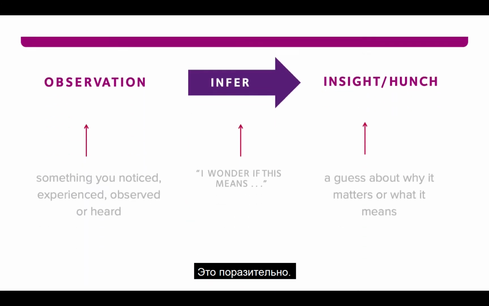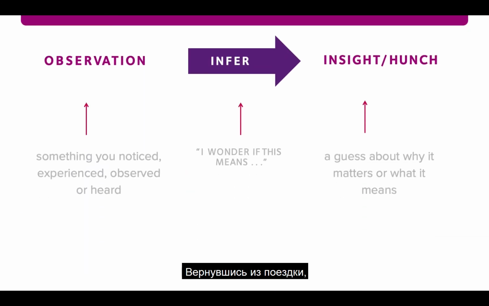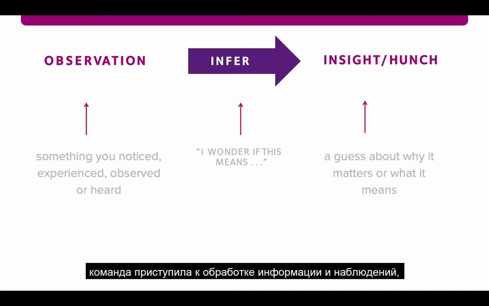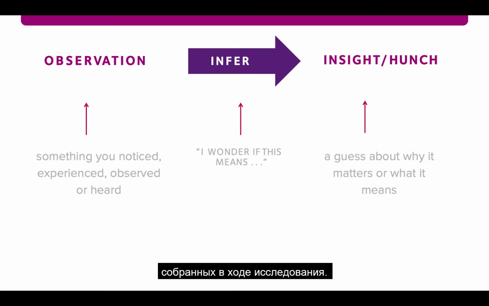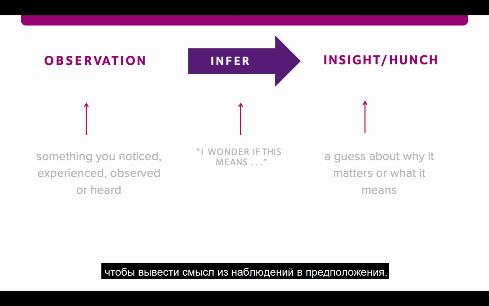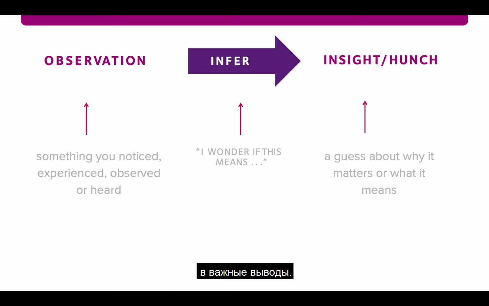This is surprising. Once they came back from the field trip, they started to process the information and observations they gathered from the design research. The design team used a tool called observations and guesses to infer meaning from observations into guesses. In this tool, you start with something you noticed, experienced, observed, or heard, your observation, and then end up with a guess about why it matters. And you do that through inference by asking yourself, what does this mean to me?